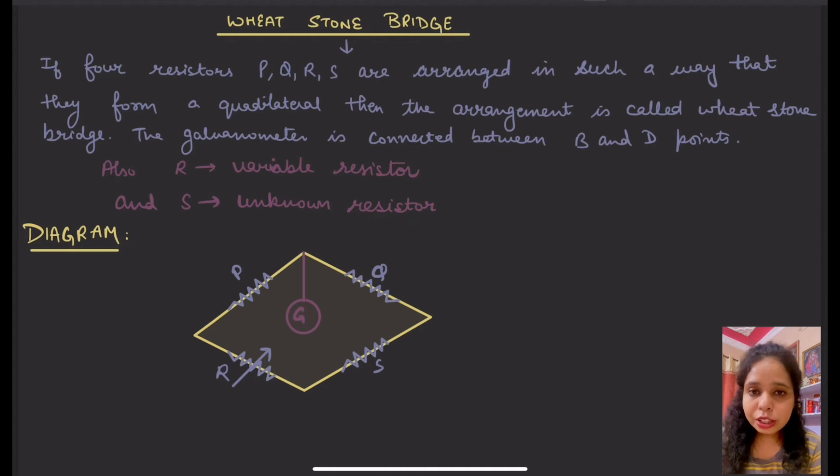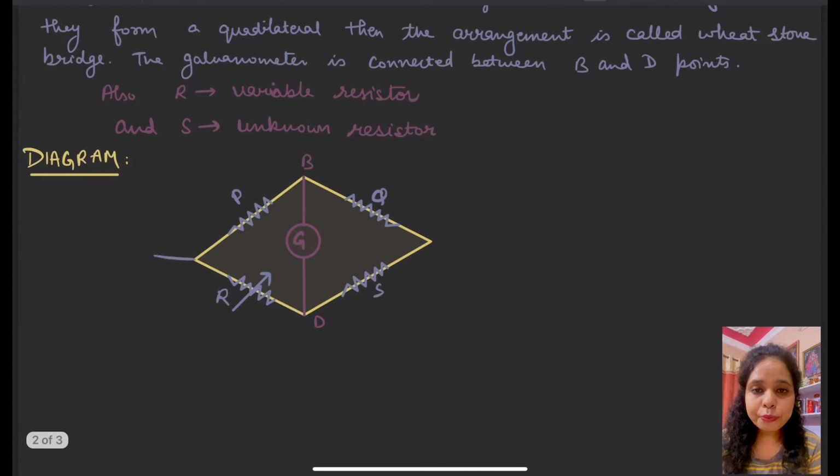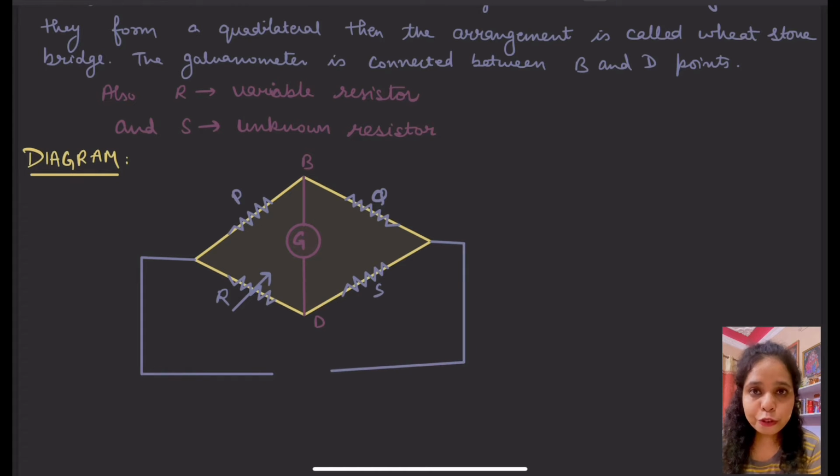Now we need to connect a galvanometer, so we will connect the galvanometer between the junction points B and D. So we have marked the points B and D where we have connected the galvanometer, and now we will be connecting this circuit with the external source of EMF E. That is, we are connecting this circuit with the battery. So this is all about the Wheatstone bridge. So this is the diagram and this is the type of arrangement we need in a Wheatstone bridge.